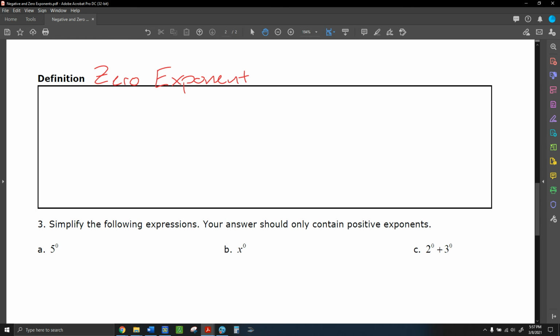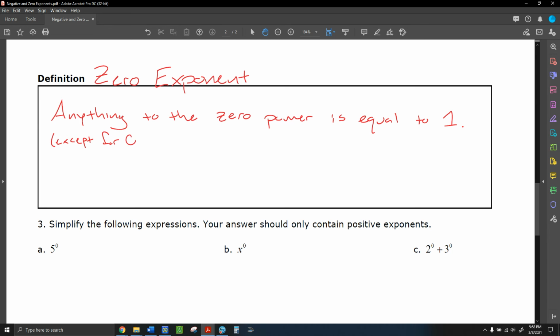The zero exponent, we can say that anything to the 0 power is equal to 1. And I'll put a little note here, except for 0. You can't raise 0 to the 0 power. So I'll just accept for 0. And that's just a little exception.